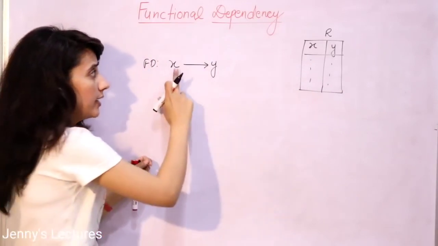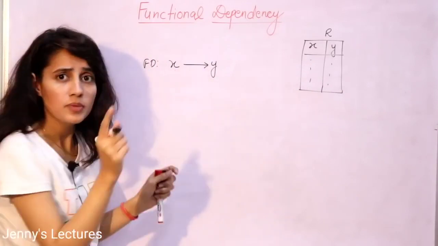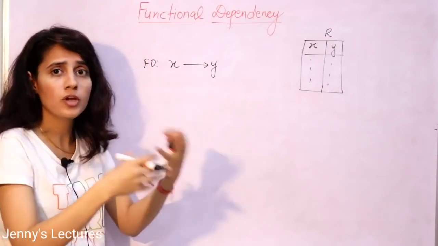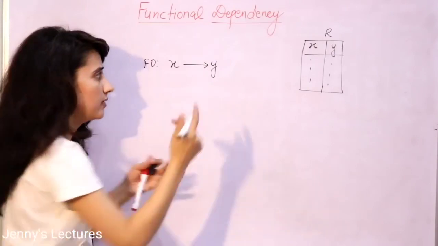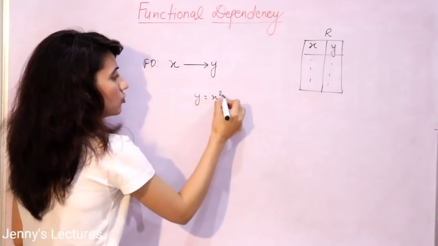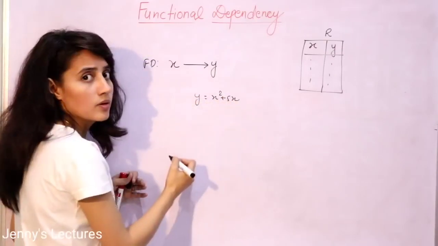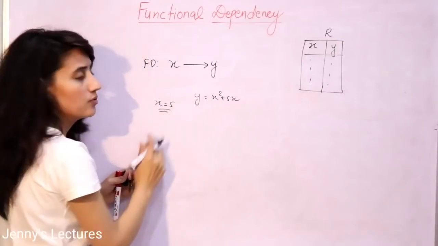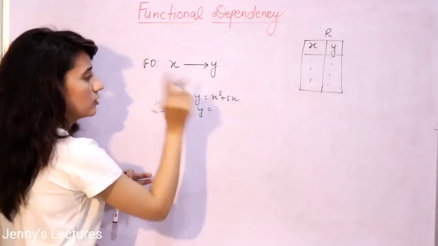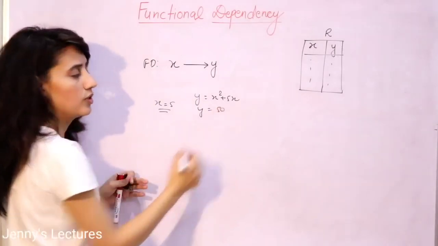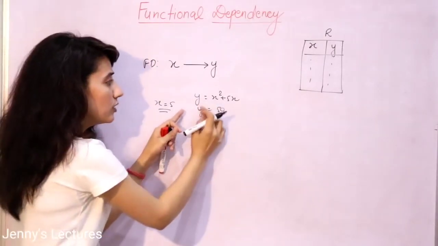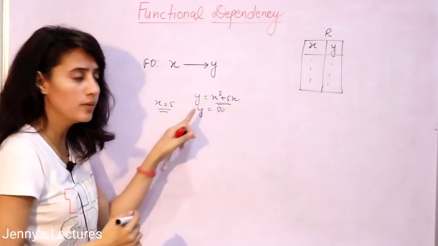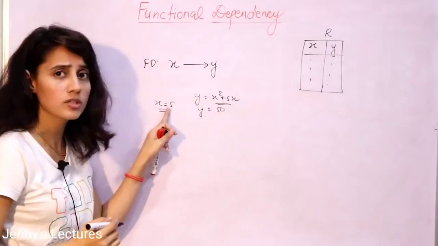See, here x determines y doesn't mean that I give you the value of x and you will compute the value of y. Suppose y is equal to x square plus 5x. So now y is dependent on x, and if I give you x equal to 5, then you can tell me the value of y. That would be 50. Here we are computing the value of y by putting the value of x here, right? This y is functionally dependent on this x.